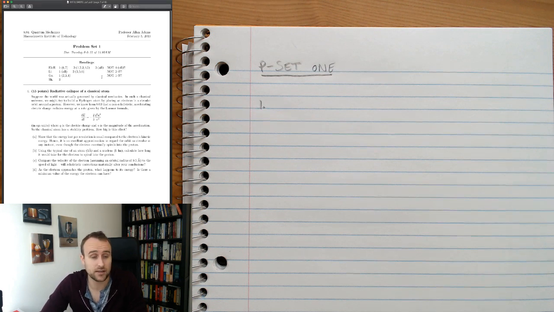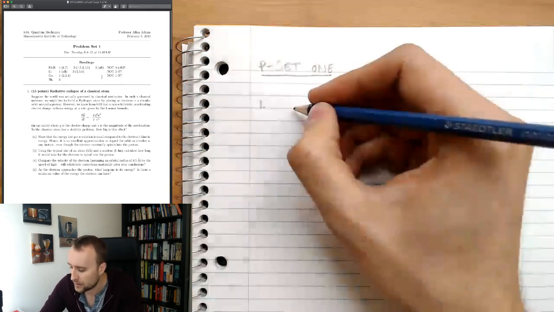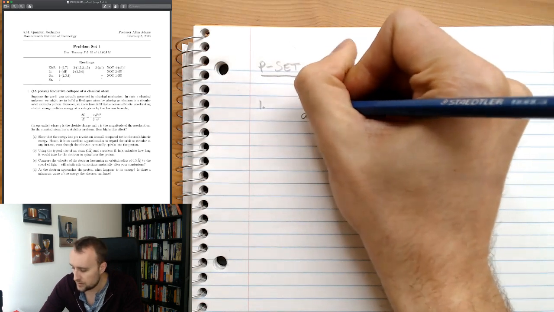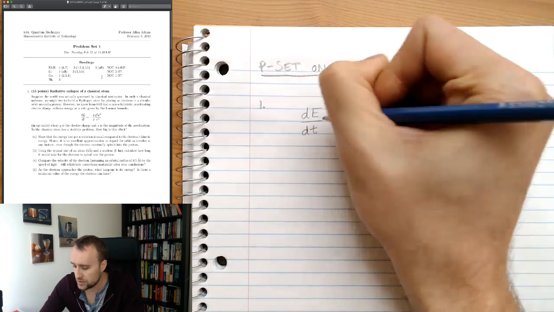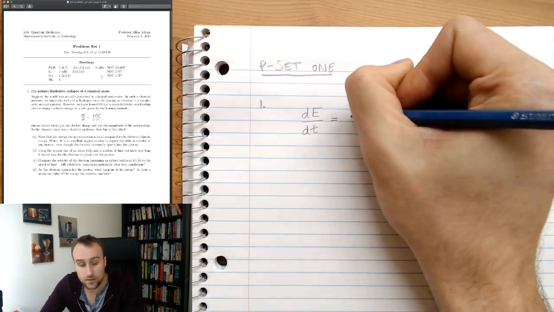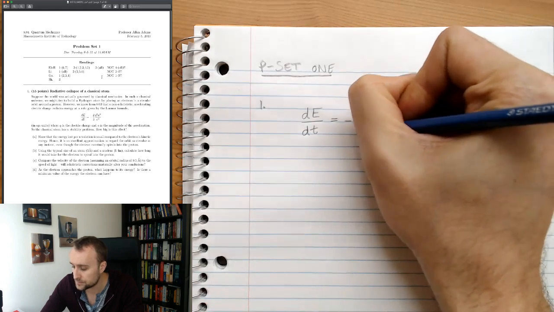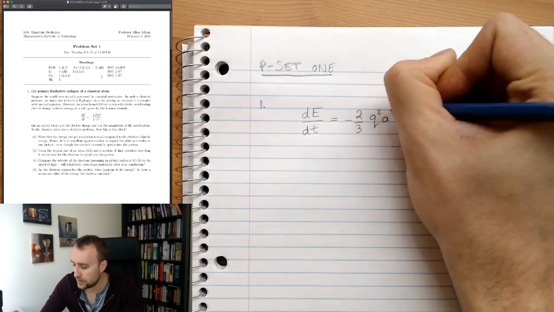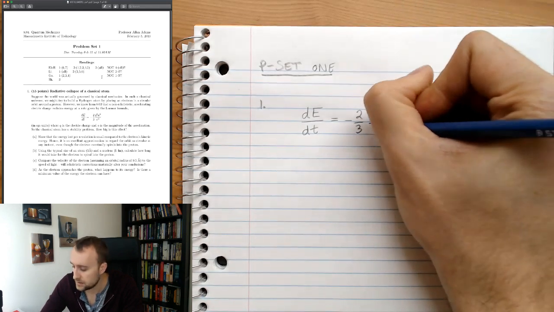Suppose the world was actually governed by classical mechanics. In such a classical universe, we might try to build a hydrogen atom by placing an electron in a circular orbit around a photon. However, we know from 803 that a non-relativistic accelerating electric charge radiates energy at a rate given by the Larmor formula. So let's write this formula out. It is the change in energy over time is equal to negative 2/3 q squared a squared over c cubed.